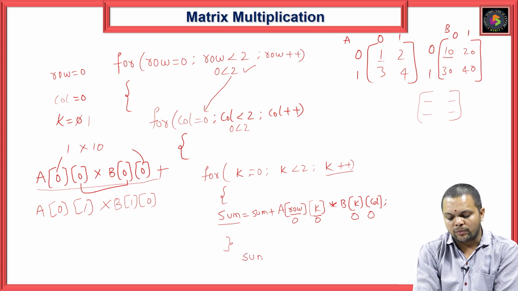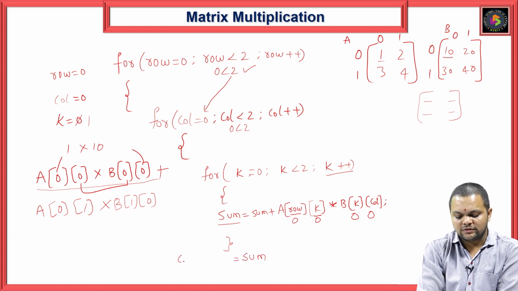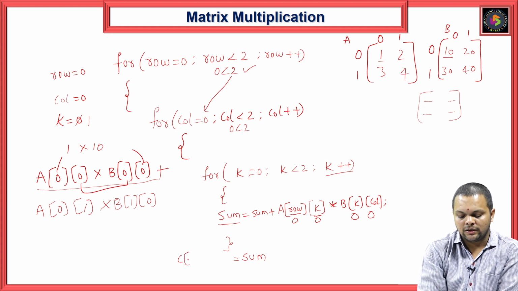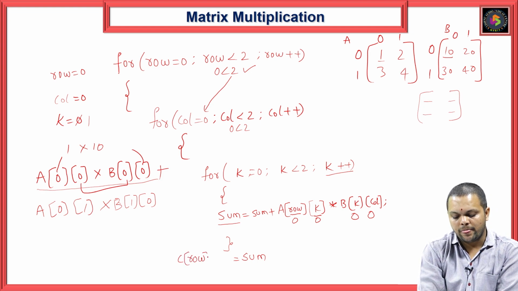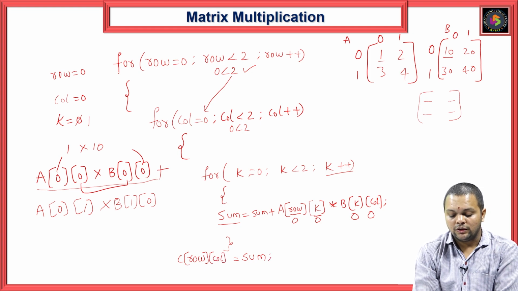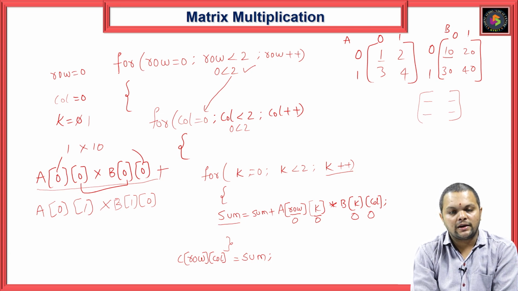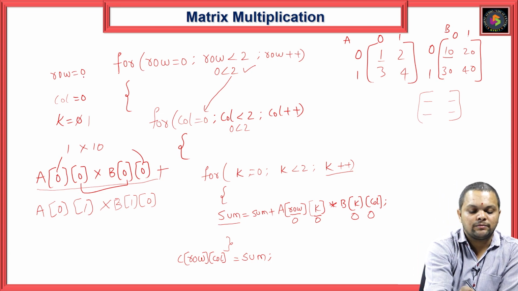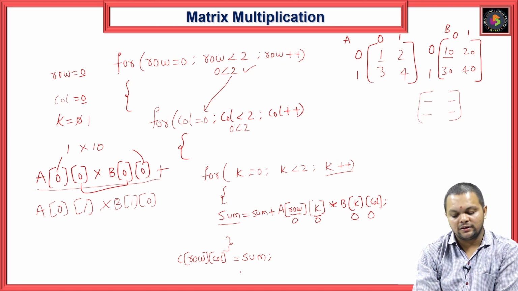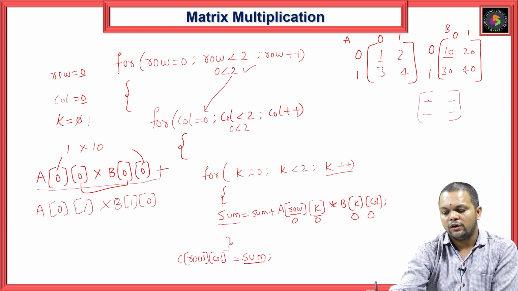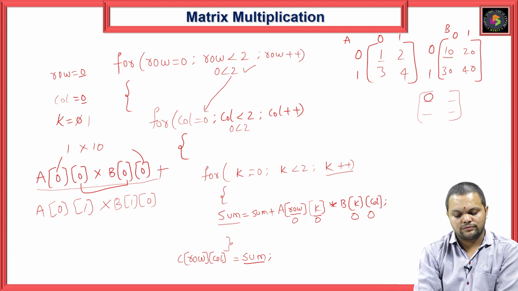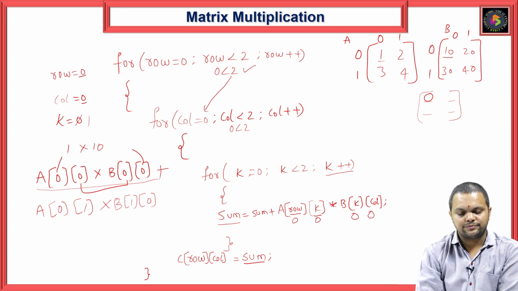So I am giving this sum value to which one? C of row column, that is, the position called row and the position called column. What is the value of row here? Row value is nothing but 0. Column value is nothing but 0. So the sum value is given to C of 0, 0. So here we'll store the value. I'll just close this.